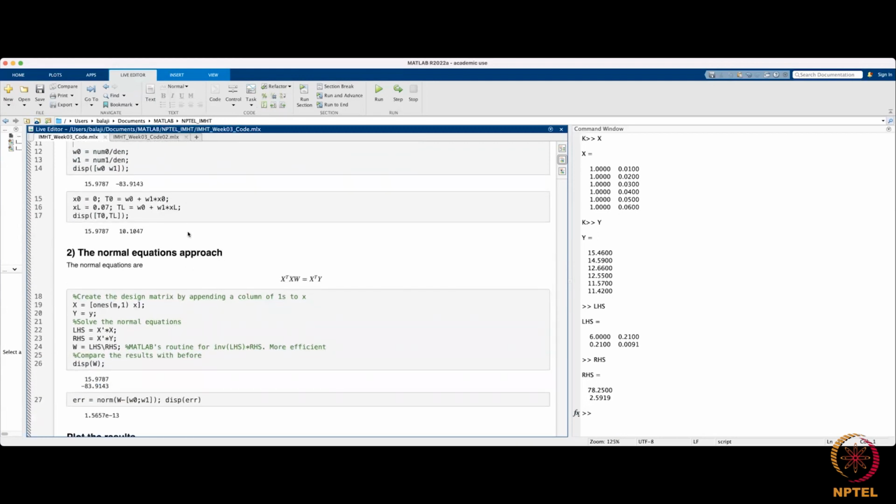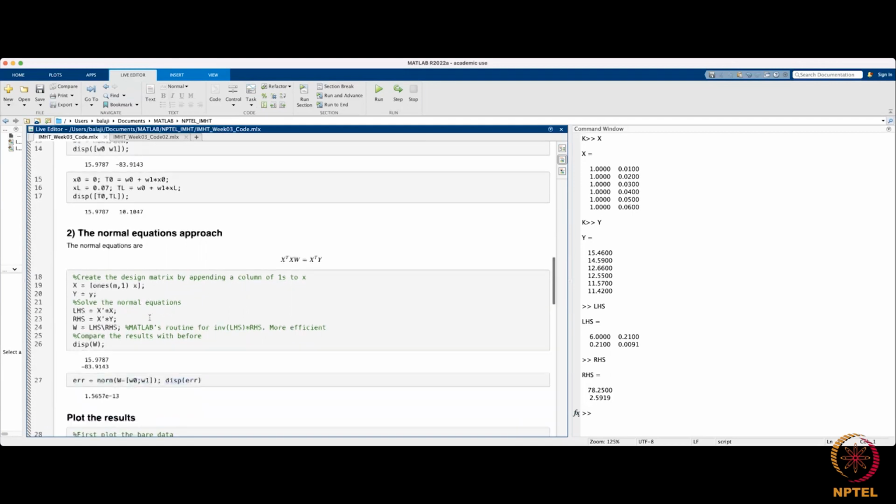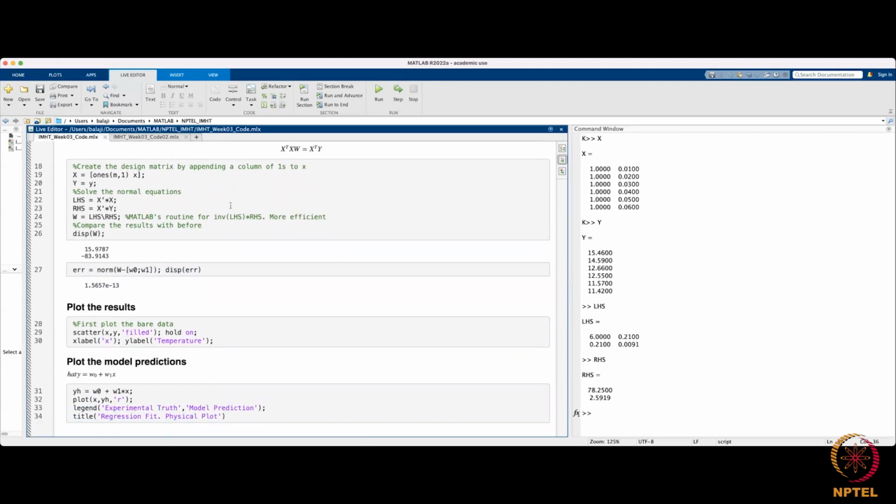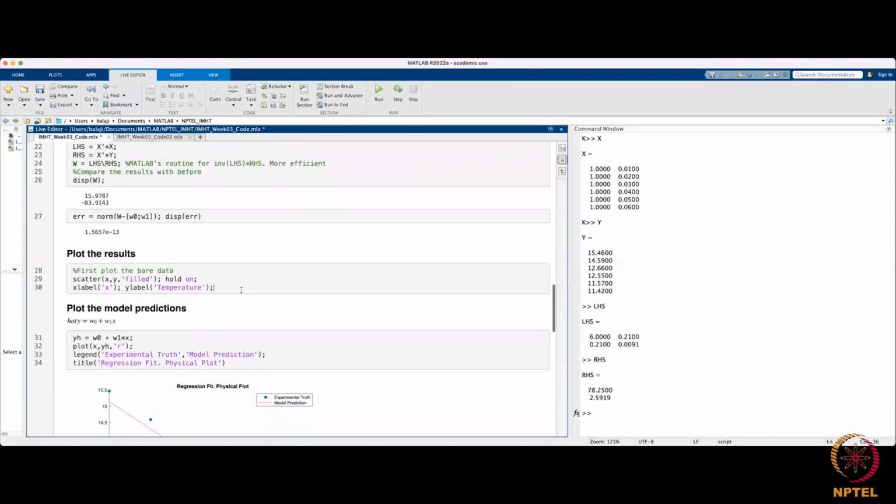But I'll first show you the plots, but there is a major advantage to the normal equations approach, which I will show you. I have separated out the code in another place. But before that, let me just show you plots. Okay, so I've done that. Let's come here. So I'm going to plot the results.